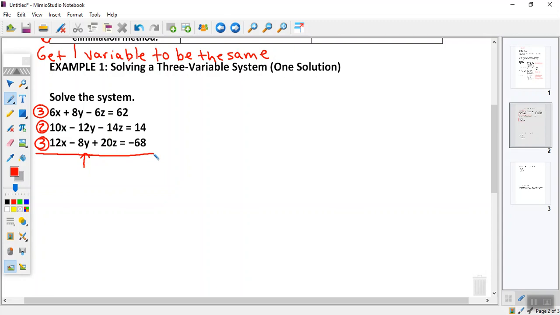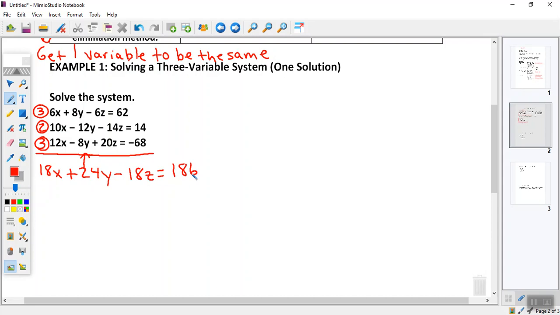Help me with the top. 3 times everything up top. 3 times 6x would be what? 18. And I would try and write kind of small, but be very organized with this too. 18x plus 24y minus what? 18z. What's 62 times 3? 186. So I took all parts up there times 3. Okay? I'll wait until I know everybody's got that first row written down.